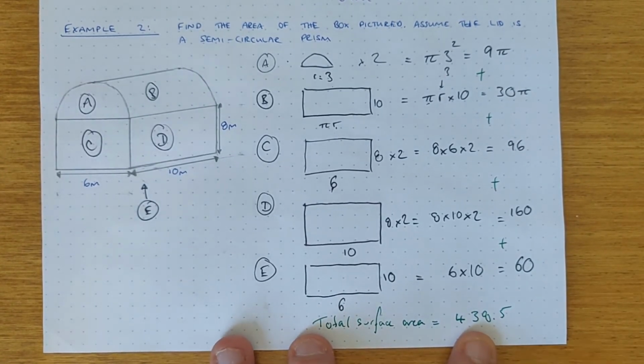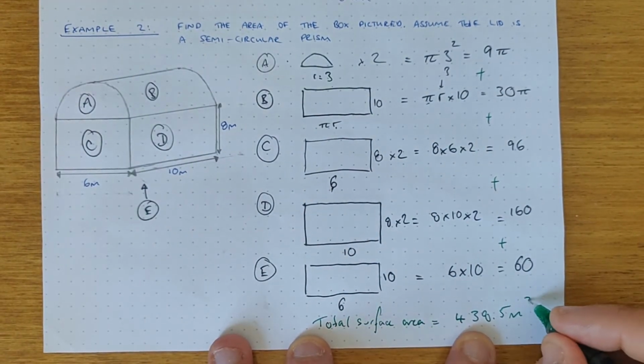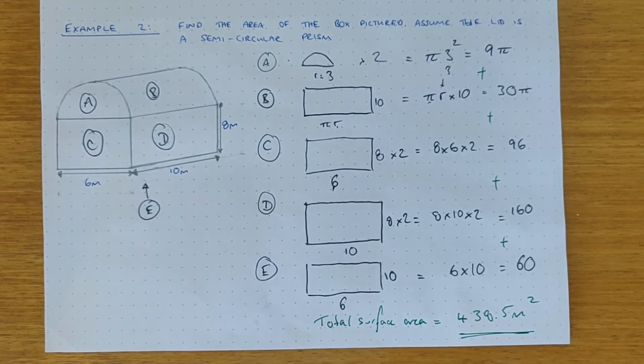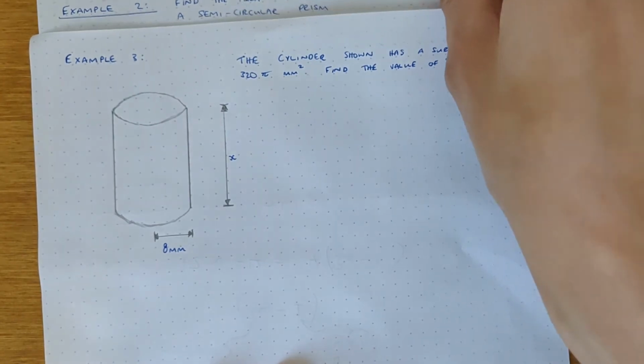Okay, and again I'm going to check for my units. Meters, meters, meters. Meters squared is my final answer there. Now, we have one more example to have a go at, and I'm going to put that on the screen now. Again, feel free to pause this and have a go if you'd like.